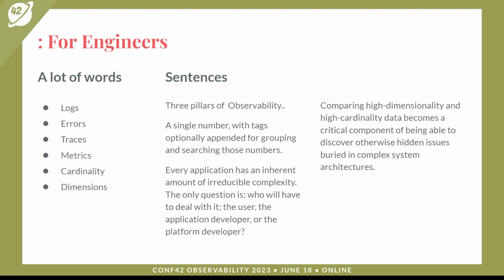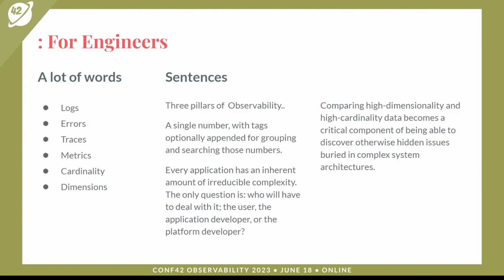Alright, so let's start looking into sentences that we can form using these words. So let's start with the three pillars of observability. Your first three words on the left, that is logs, errors, and traces, are your three pillars of observability. Why, how, we'll look into that in a tad bit.